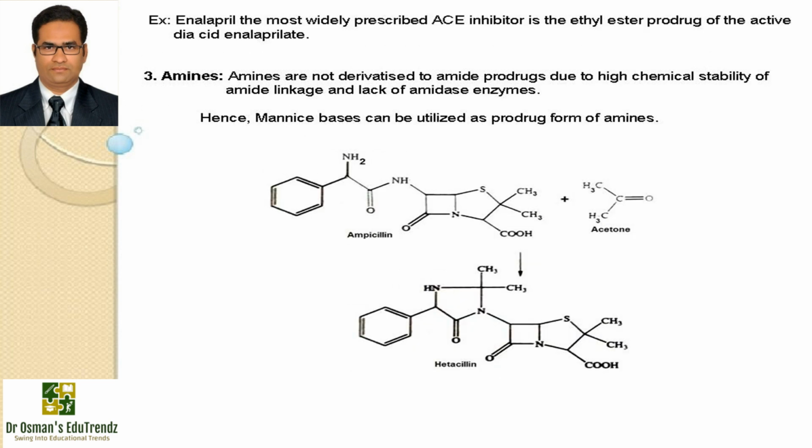Another example we have is enalapril, the most widely prescribed ACE inhibitor. It is the ethyl ester prodrug of the active diacid enalaprilat. We have the third functional group, that is amine. Amines are not derivatized to amide prodrugs due to the high chemical stability of the amide linkage and lack of amidase enzyme. Hence, Mannich bases can be utilized as prodrug forms of amines. You can see here ampicillin reacted with acetone gets converted to hetacillin.